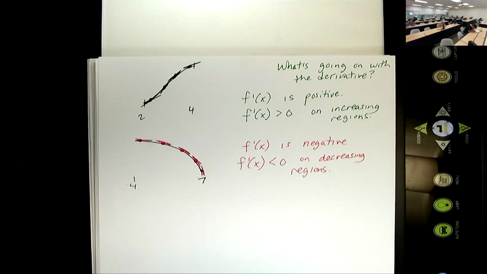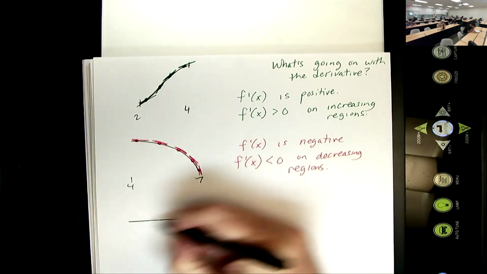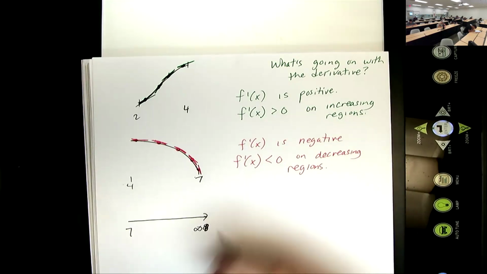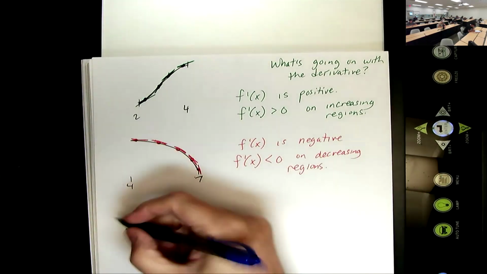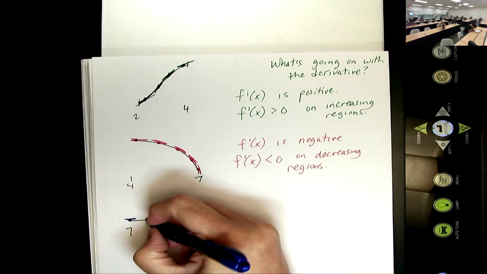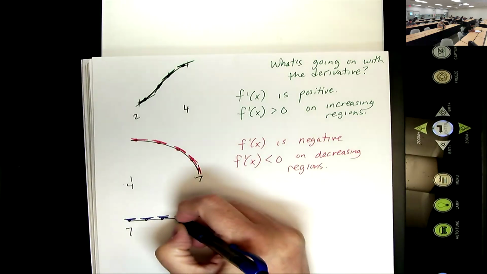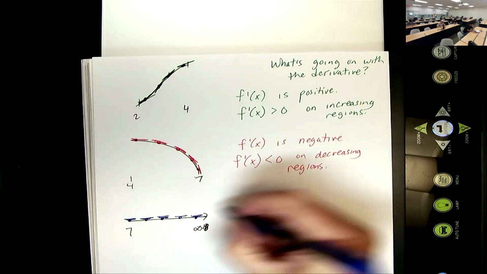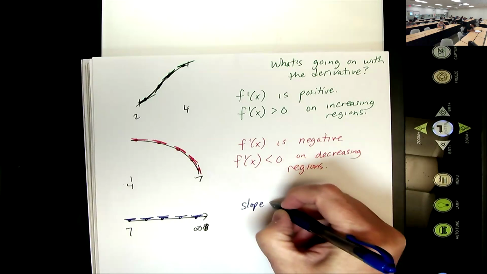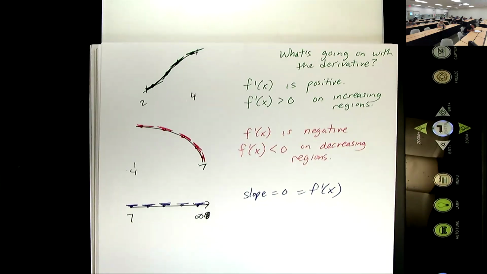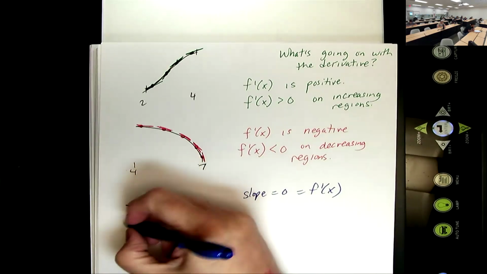And on constant regions, 7 to infinity, we look at the tangent line. The slope here is 0, which is f prime of x. John, shouldn't that be 10? What? Oh yeah, it should be 10.